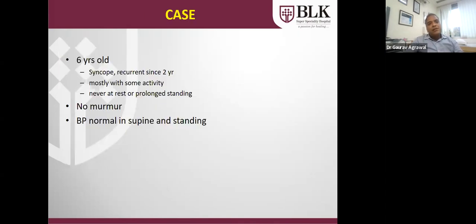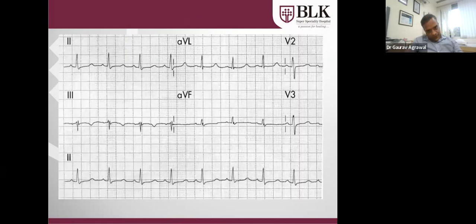Another 6-year-old came with a history of recurrent syncope since 2 years of age, mostly with some activity. The important line here is mostly with some activity, never at rest or on prolonged standing. As prolonged standing will cause vasovagal syncope, so it is ruled out. There is a normal physical examination with normal blood pressure.